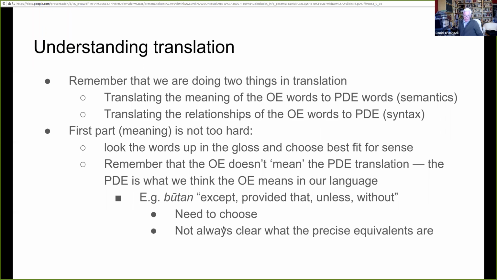But we try to find the one that means the closest to what it's supposed to mean in Old English. You're going to have to change. So an example, buton means, this is just from Murray's gloss, except, provided that, unless, or without. And which one of those you're going to have to decide. It depends on context. You're going to have to choose. And then something to keep in mind is it's not always clear actually that it is going to work. And sometimes the glossaries are wrong.